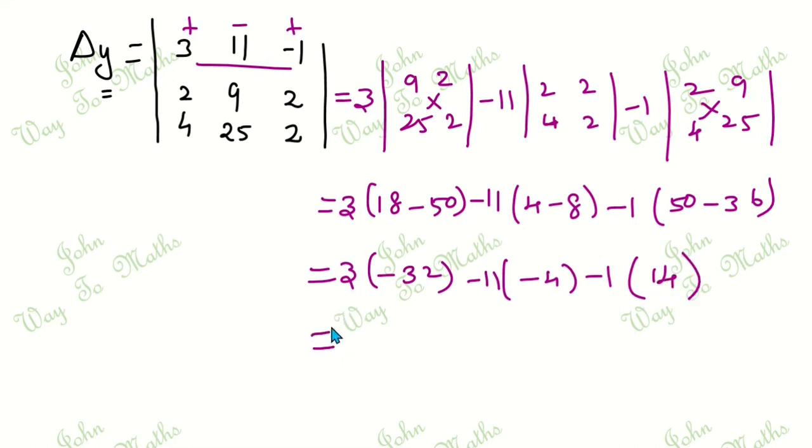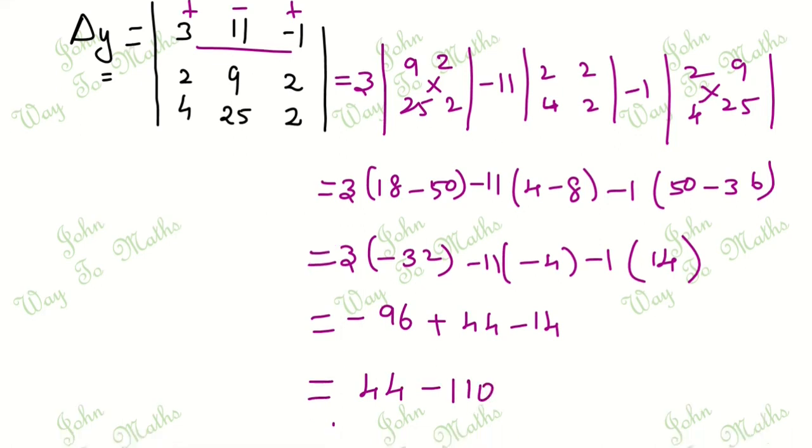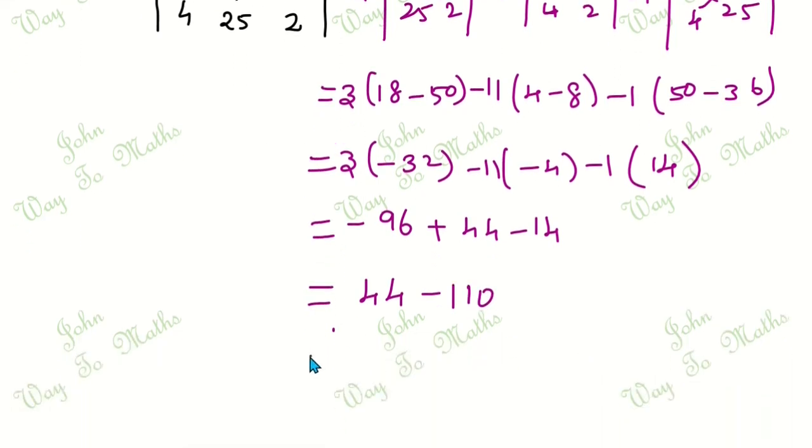So which is equal to 3 into minus 32 becomes minus 96, minus minus positive. So 11 4s are 44. Then minus 1 into 14 becomes minus 14, which is equal to 44 minus 96 minus 14 becomes minus 110. So here which is equal to 44 minus 110 becomes minus 66, is the del y value.